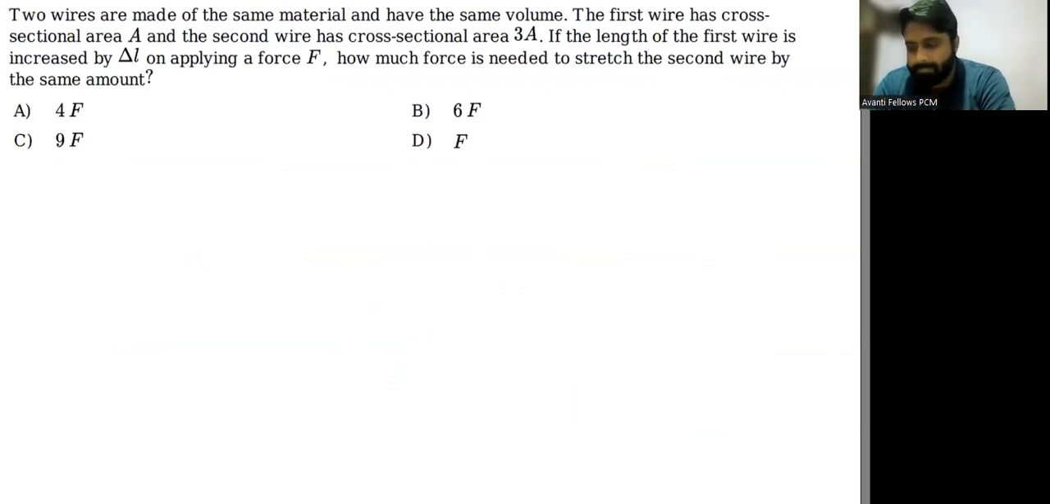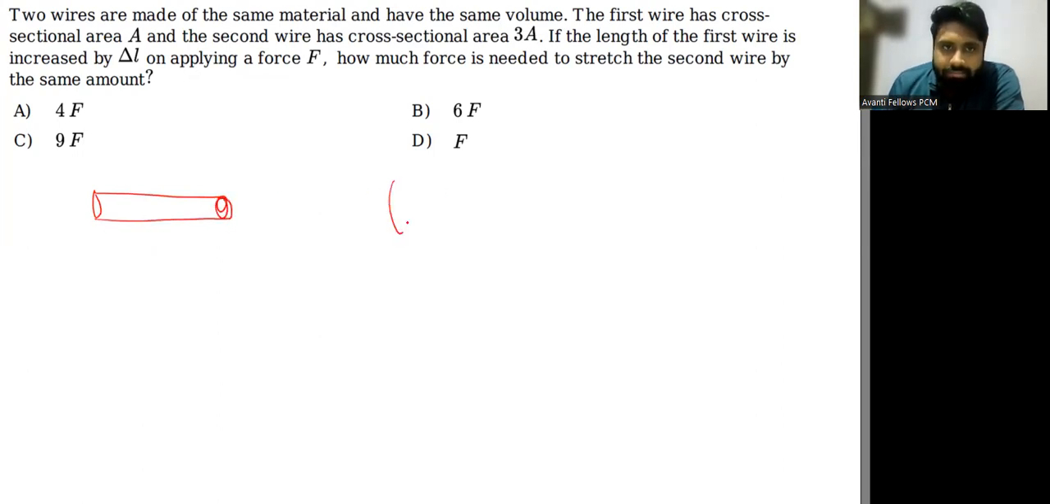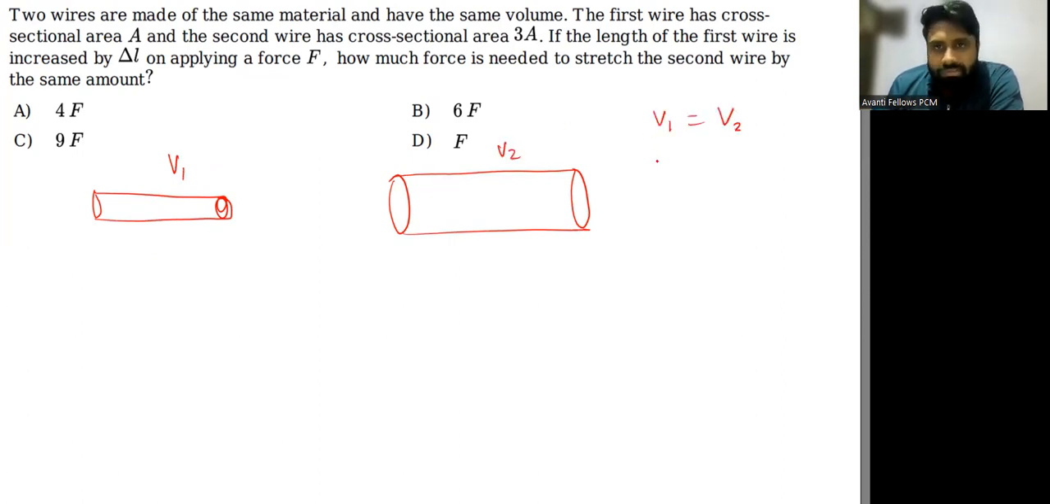Now, two wires are made of the same material and have the same volume. The first wire has cross-sectional area A and the second wire has cross-sectional area 3A. So this is the first wire, let's say, and this is the second wire. Now, obviously, the volume of this, V1, is equal to V2, and volume is nothing but length into area. L1 into A1 is equal to L2 into A2.